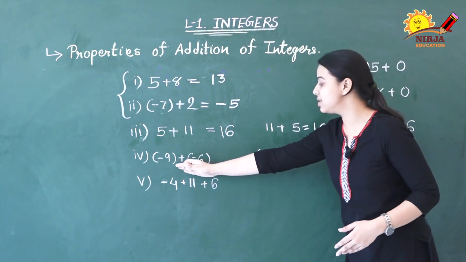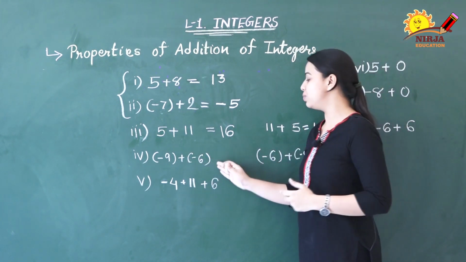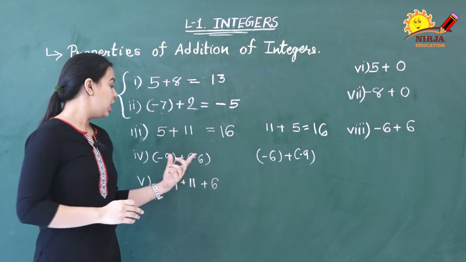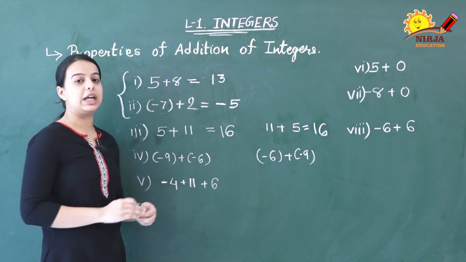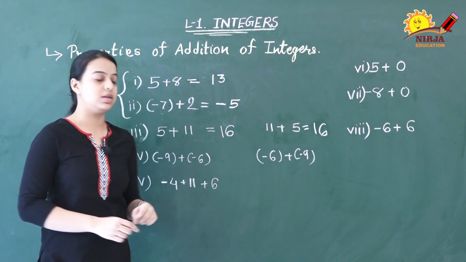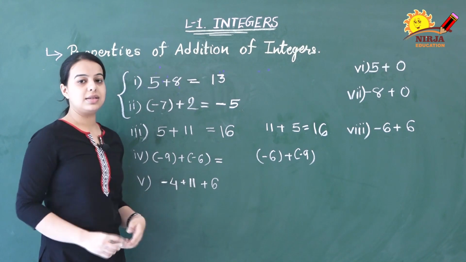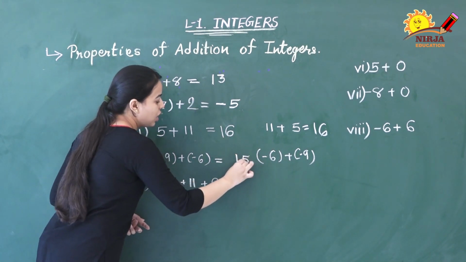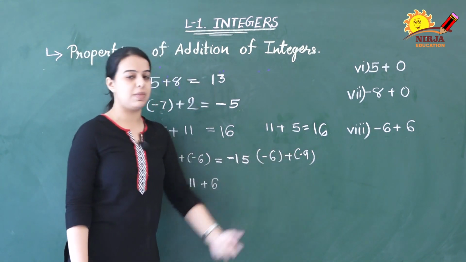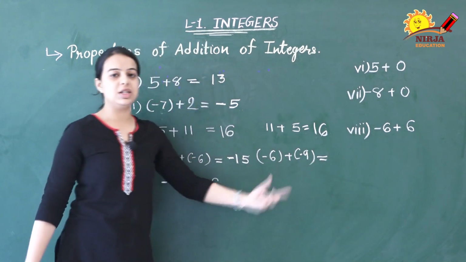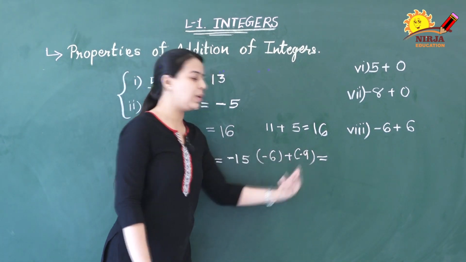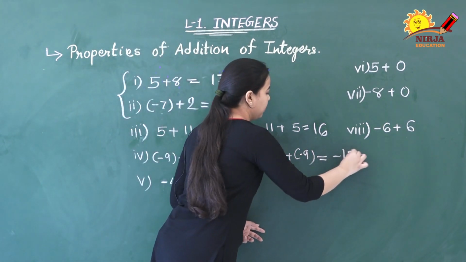Here I have taken minus 9 and minus 6, and we need to add both integers. How to add them? Yesterday we saw that if we want to add two negative integers, we perform addition and put the negative sign in the result. 9 plus 6 is 15, and we add the negative sign. Again here I have listed minus 6 plus minus 9. Both numbers are negative, so we perform addition and put the negative sign in the result. Minus 6 plus minus 9 will be minus 15.